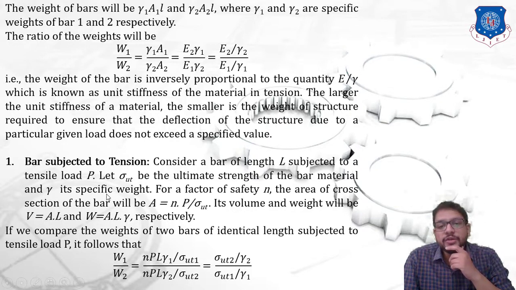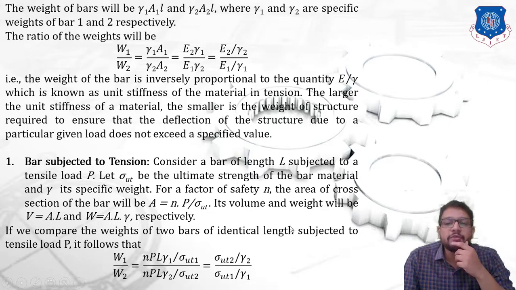Now we have to consider over here the factor of safety. So let us say the factor of safety is small n and the area of cross section of a bar will be A is equal to n into P upon sigma ultimate. So it is very obvious how this equation has arrived. We know that normal stress is equal to force upon area, right? So you can clearly see, making area the subject, we can write A is equal to n, which we need to multiply because it's a factor of safety, so n into P upon sigma ultimate.